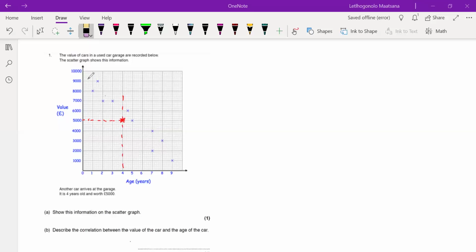We can clearly see that as the age increases, the value of the car is going to decrease. So we will say we have a strong negative correlation.